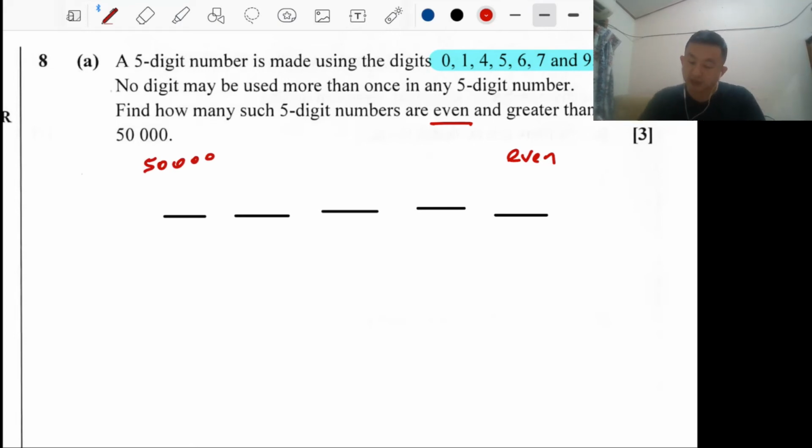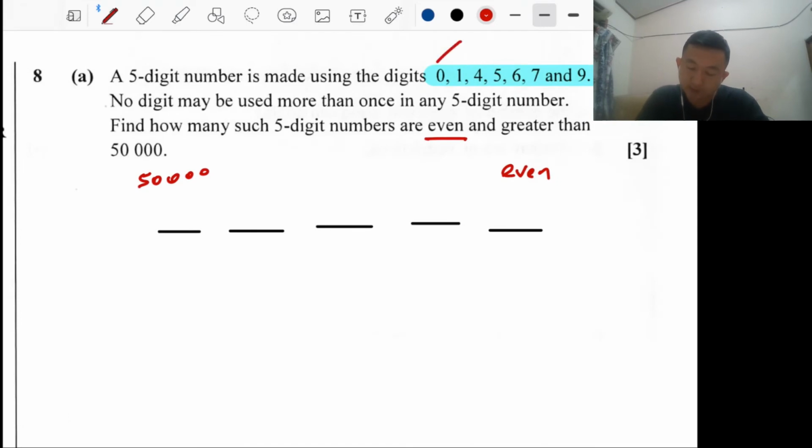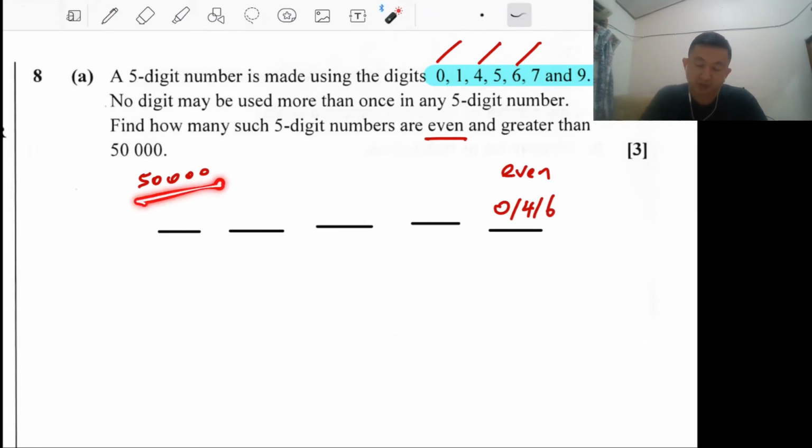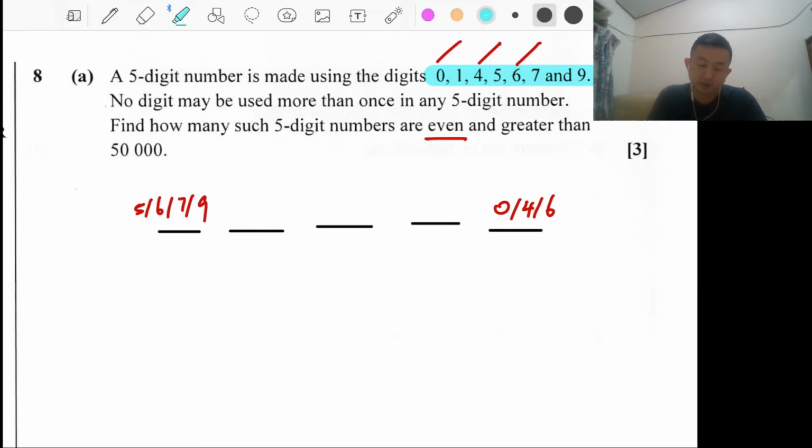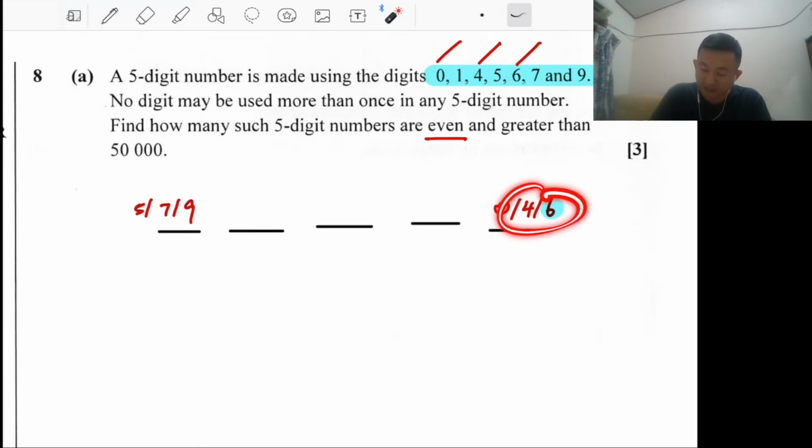Okay, it has to be even, then it can be 0, 4, or 6. So I put in, it could be 0, or 4, or 6. Greater than 50,000, it can be 5, 6, 7, or 9. So is there any clashes? Yeah, there are clashes. The clash is 6. Okay, 6 only. So we take it out. We take out which one? I like to take out this one. Okay, so I take out this one, 5, 7, 9. You keep this one.